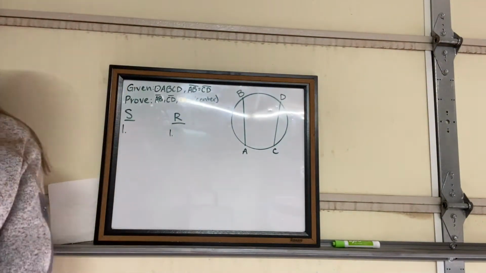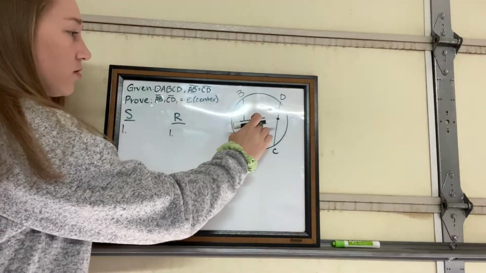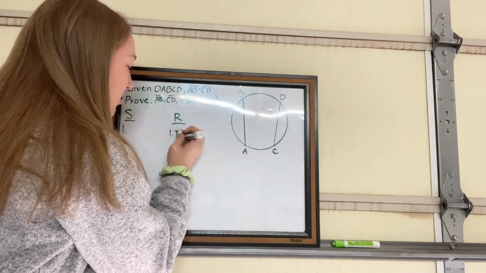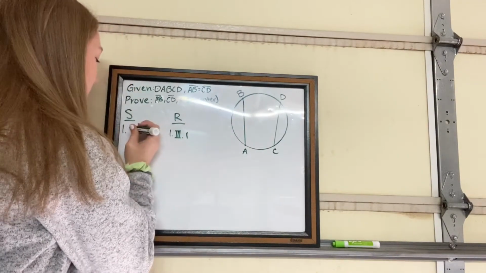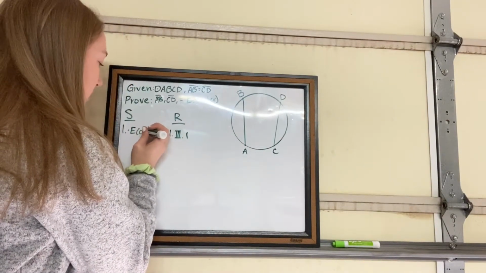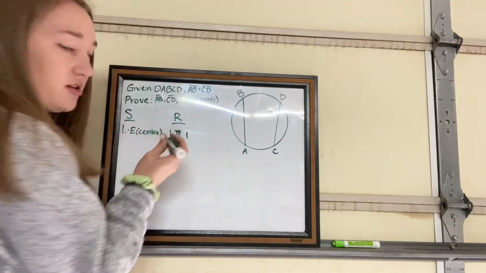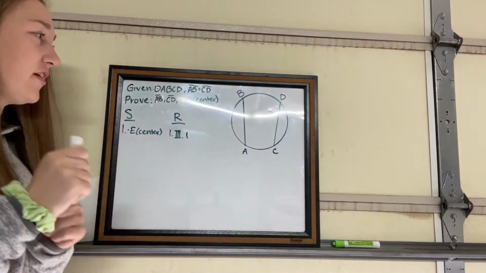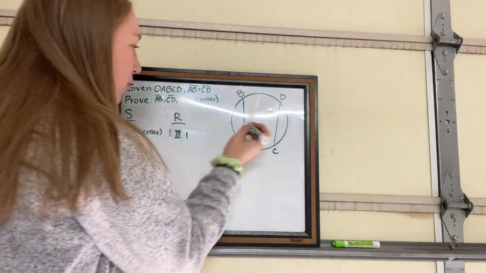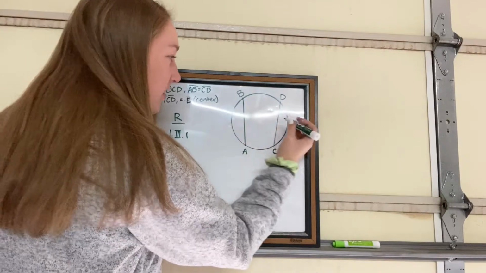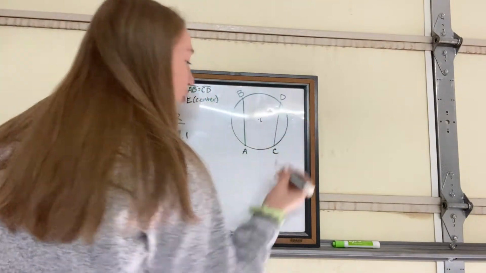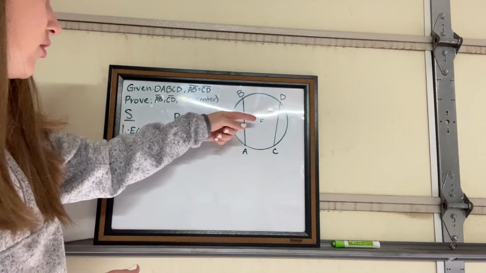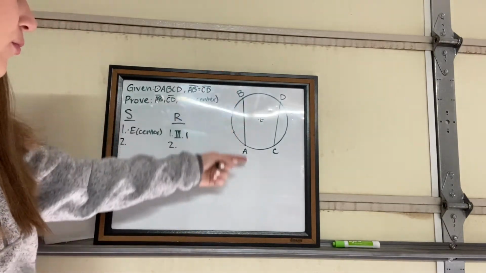Okay, so our first step, we find the center of the circle, which is point E, and we can do that by using Book 3, Proposition 1. So we're going to say point E, center. And this proposition states that you can find the center of any circle. So we're going to call that point E right here. I'm just going to say it's right there. So point E.